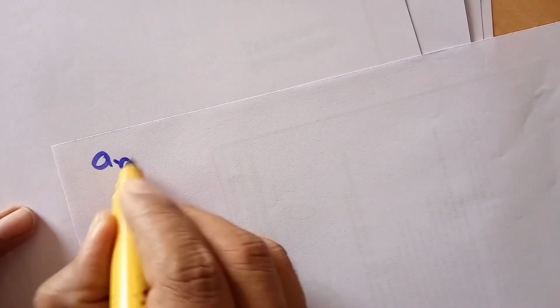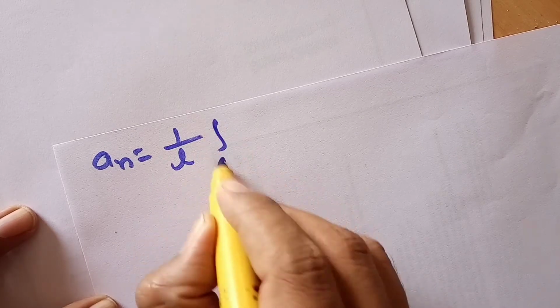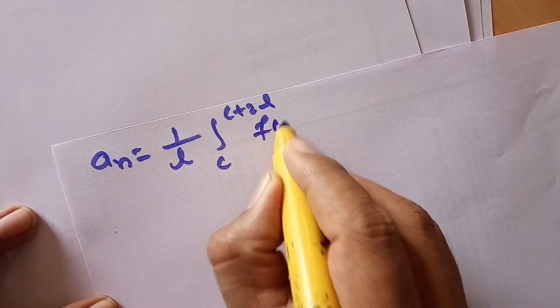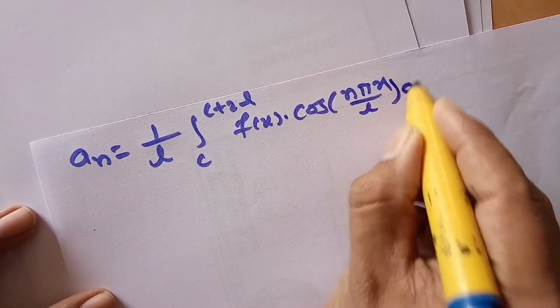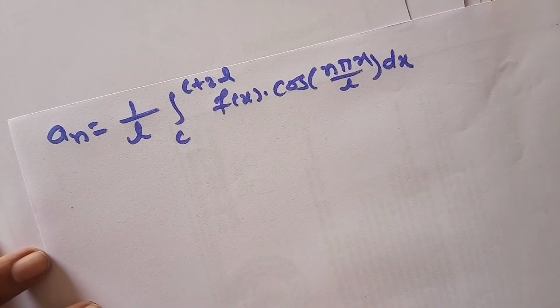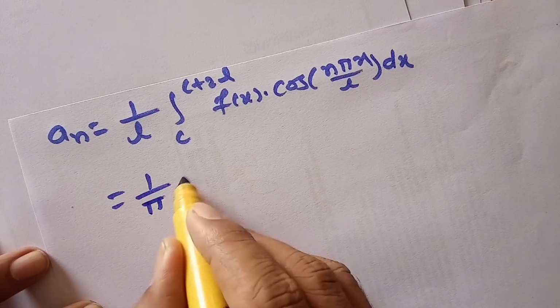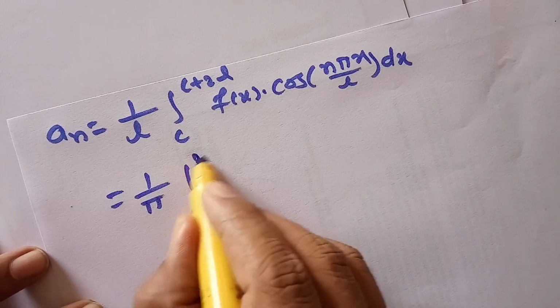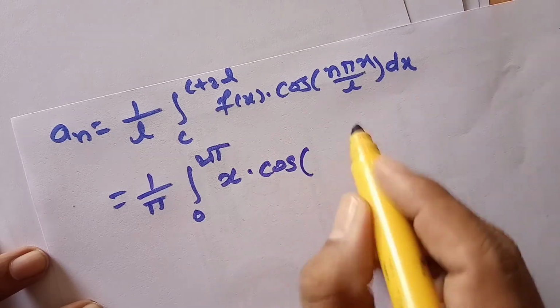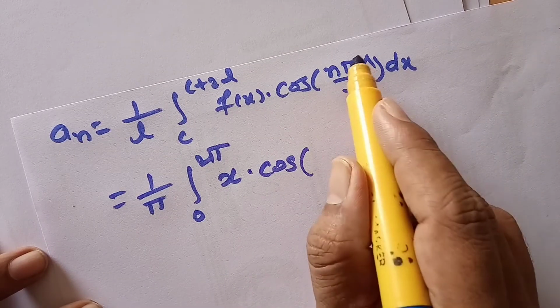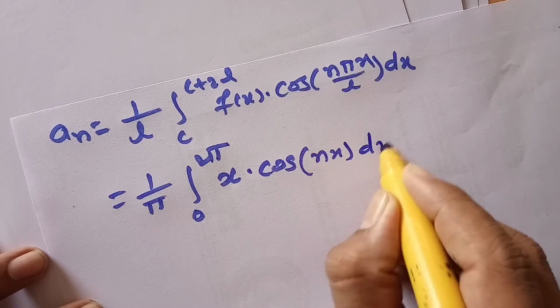Now we will find aₙ. What is aₙ? aₙ is equal to 1 divided by L integration from c to c plus 2L of f(x) into cos(nπx/L) dx, because we know this formula. I will put all these values here: 1 divided by π, our range as per the given problem is 0 to 2π. What is f(x)? It is x into cos of, now I will put L equal to π, and π gets cancelled. This is only x cos(nx) dx.